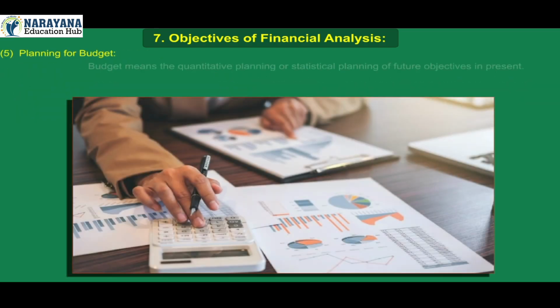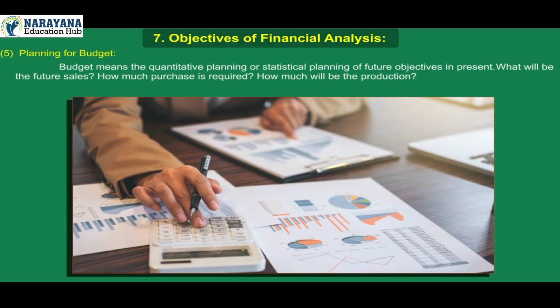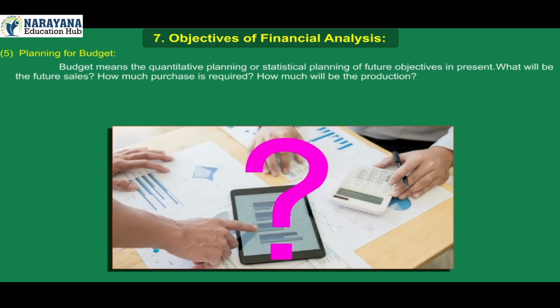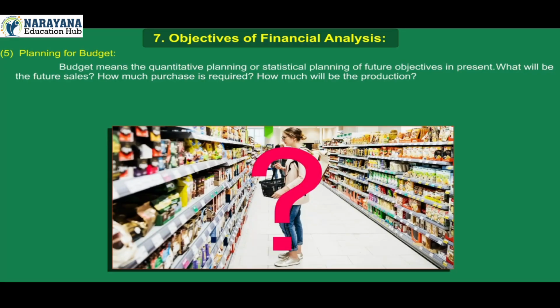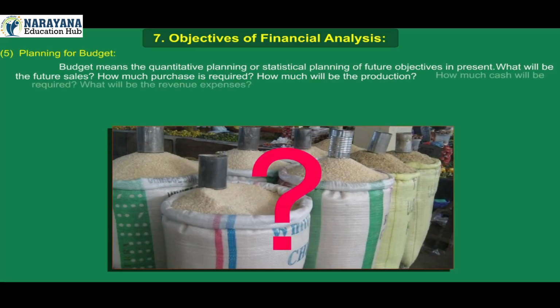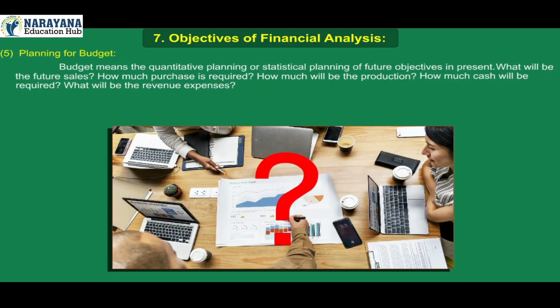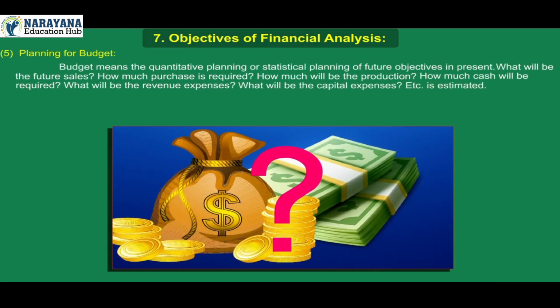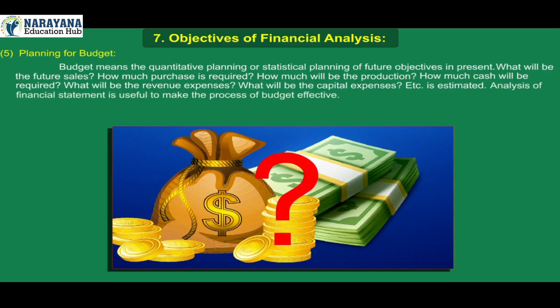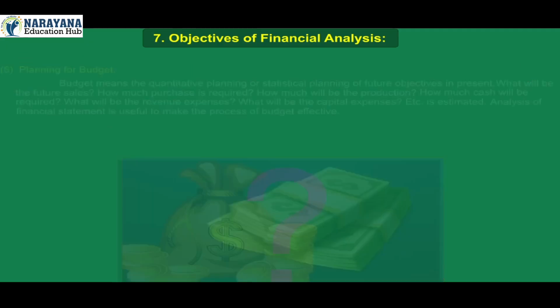5. Planning for budget. Budget means the quantitative planning or statistical planning of future objectives in present. What will be the future sales? How much purchase is required? How much will be the production? How much cash will be required? What will be the revenue expenses? What will be the capital expenses? Etc. is estimated. Analysis of financial statement is useful to make the process of budget effective.